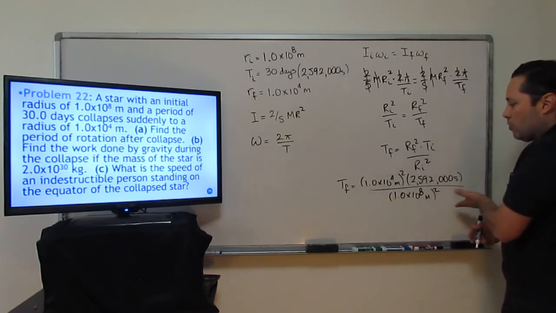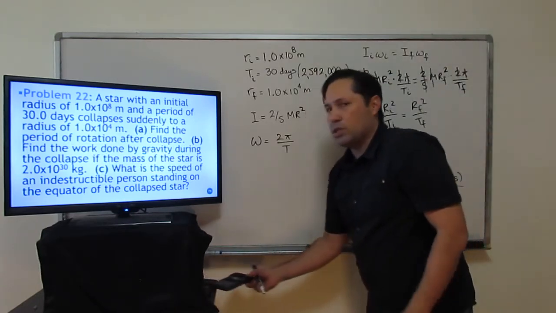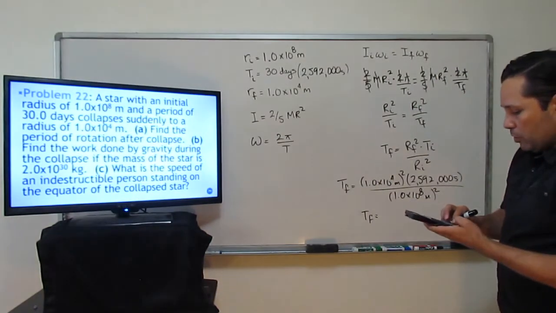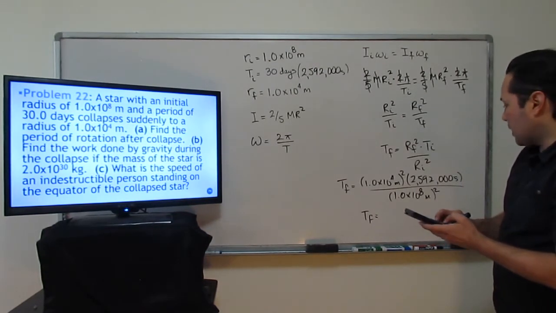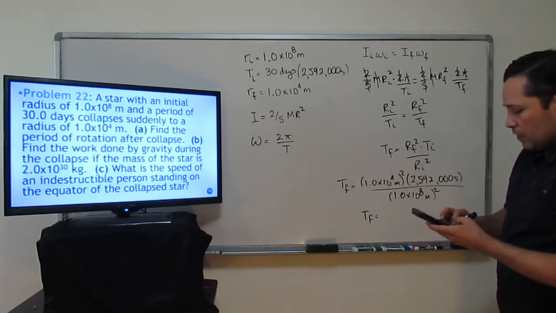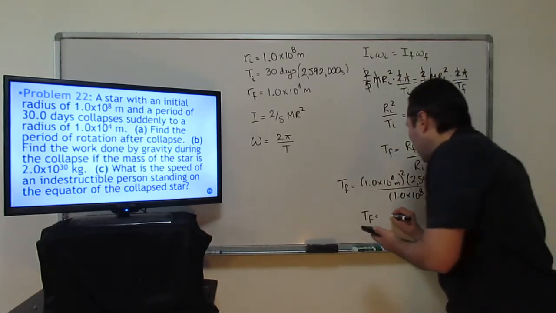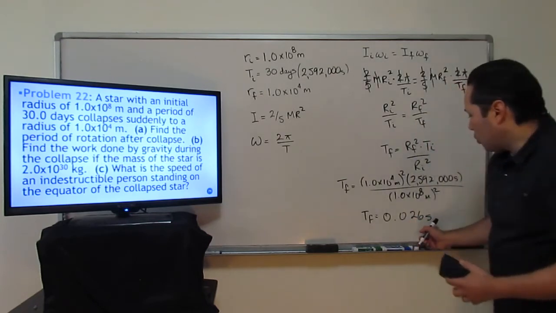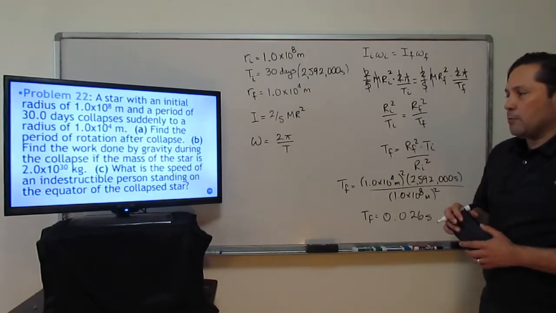All right, so now we just plug it into our calculator, and we get our new period, which is the amount of time it'll take it to complete one revolution. So it's going to be 1.0 times 10 to the 4th squared multiplied times 2,592,000 divided by 1 times 10 to the 8th squared. That gives us our answer of 0.026 seconds. So very quick period as this planet is spinning around.